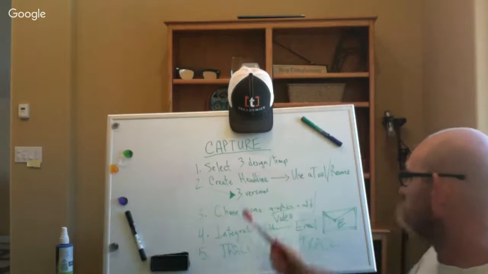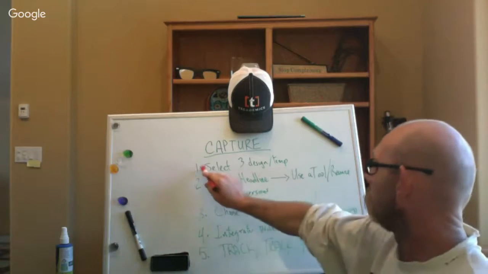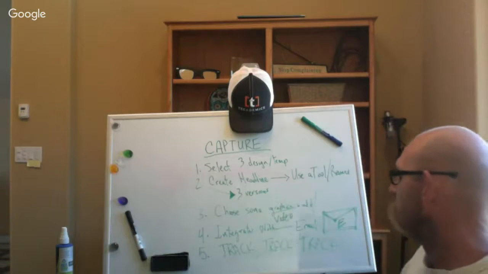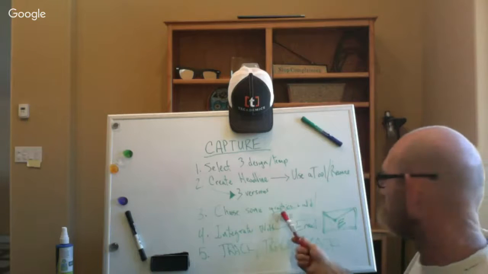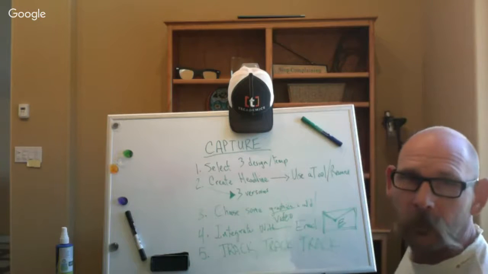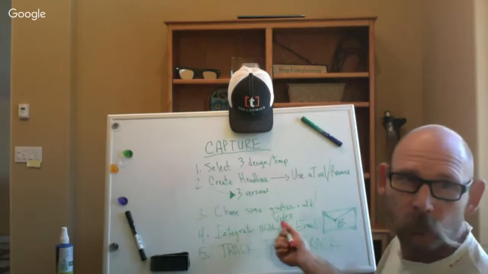Step number 3 is choose some great videos, some graphics, something, and now add them, because we selected a template or design, right? So let's save those on your computers, let's get those ready, let's create them, let's add them to the mix, okay? Let's have them ready. Now let's integrate with our email.